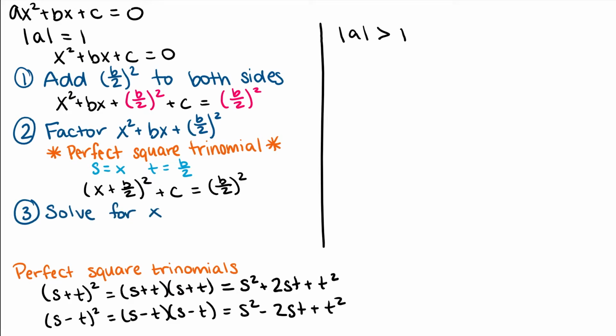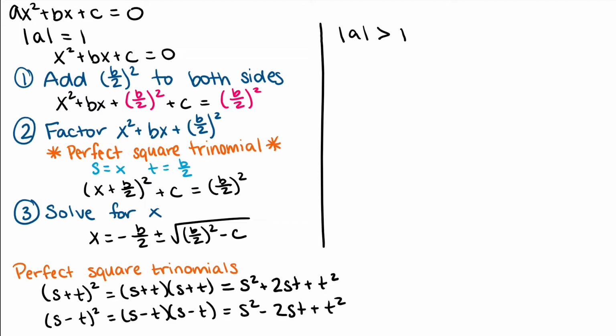The last step will be to solve for x. In this case, x would be equal to negative b over 2 plus or minus the square root of (b over 2) squared minus c. When we're using actual numbers and doing this with real examples, this will be a bit simpler to solve.